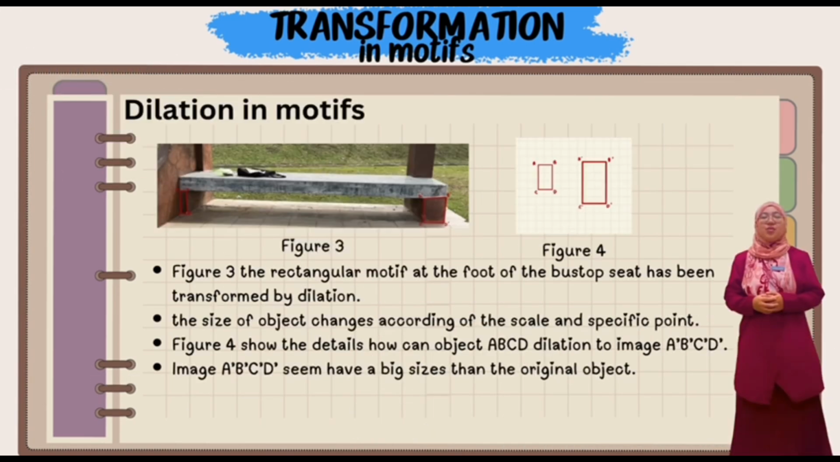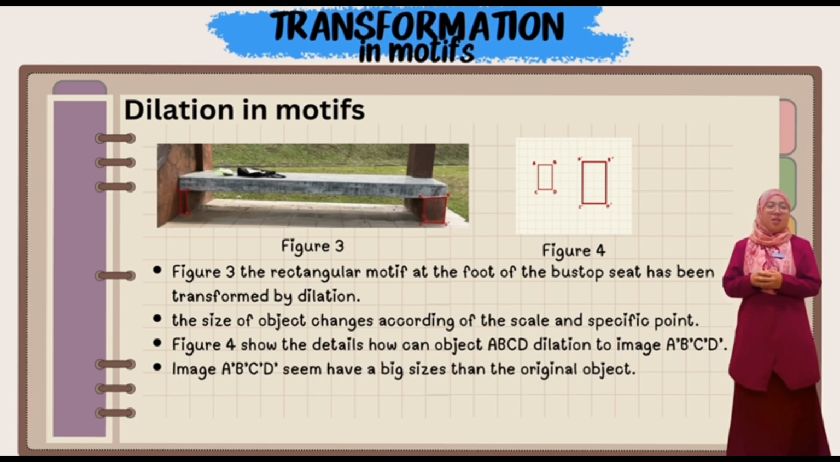The second transformation is dilation in motif. Figure 3, the rectangle motif at the foot of the bus seat has been transformed by dilation. The size of the object changed according to the scale and specific points. As we can see, Figure 4 shows the details of how object A, B, C, D is dilated to image A prime, B prime, C prime, and D prime. Image A prime, B prime, C prime, and D prime has a bigger size than the original object.